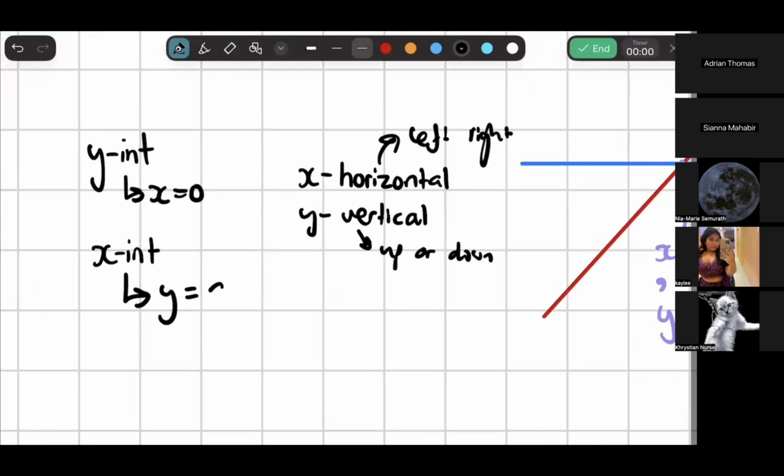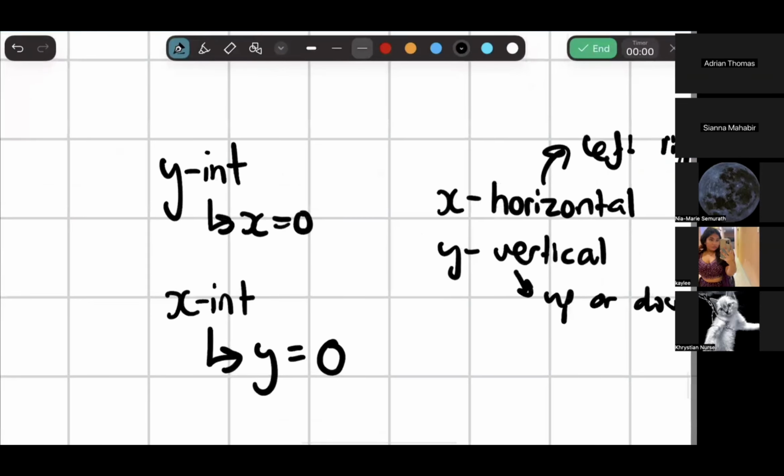So guys, please remember this. At the y-intercept, x is 0. At the x-intercept, y is 0.